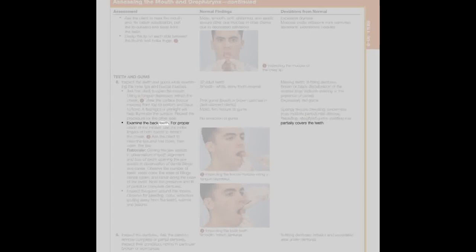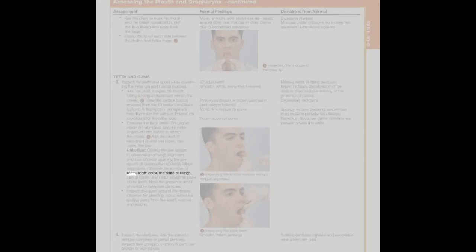Examine the back teeth. For proper vision of the molars, use the index fingers of both hands to retract the cheek. Ask the client to relax the lips and first close, then open the jaw. Rationale: closing the jaw assists in observation of tooth alignment and loss of teeth. Opening the jaw assists in observation of dental fillings and caries.